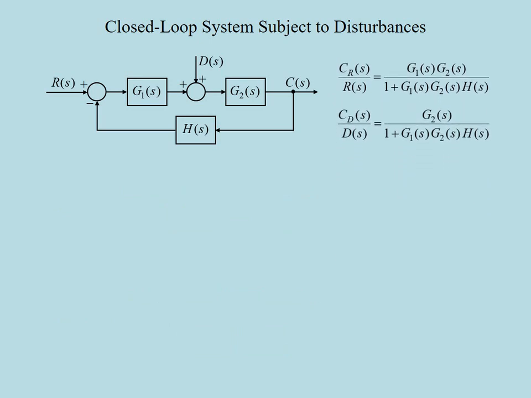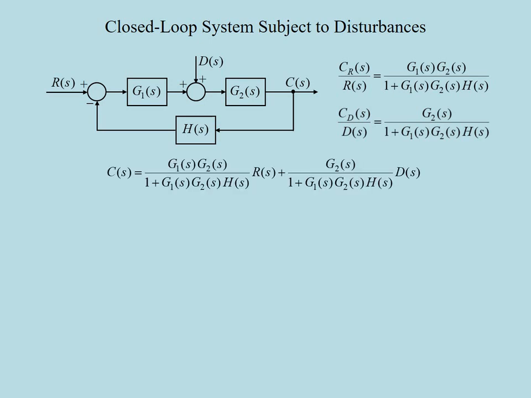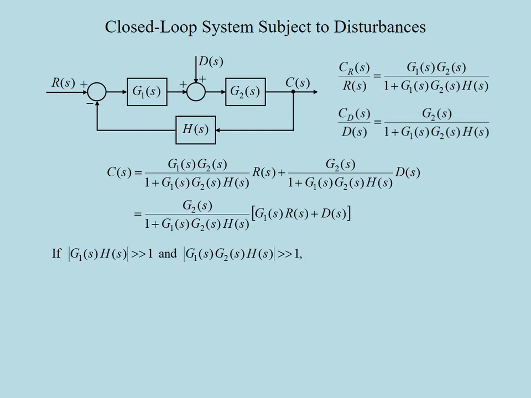Having the transfer functions from the reference input and the disturbance to the output, we can write the output as the superposition of the contributions from these two inputs. At this point, let's assume that the transfer functions G1 H and G1 G2 H are very large in magnitude. This can be achieved, for example, either by increasing the gain of the feedback H of s or the controller G1 of s. So you can neglect the unity terms in the denominators of the transfer functions defining C sub D and C sub R.